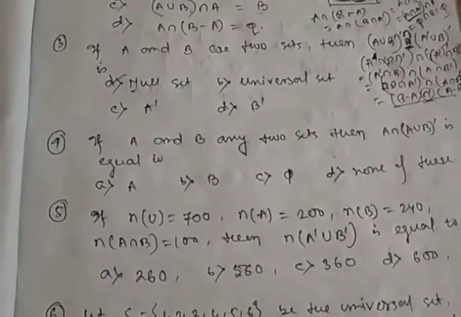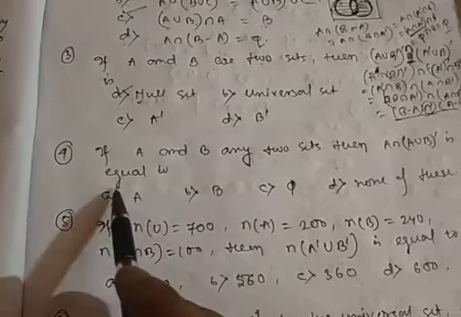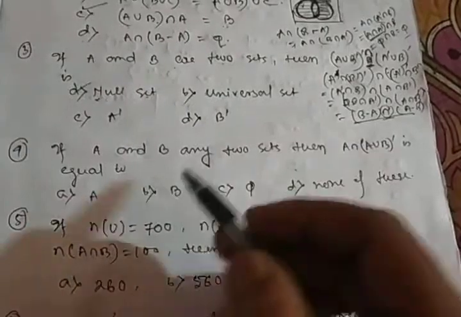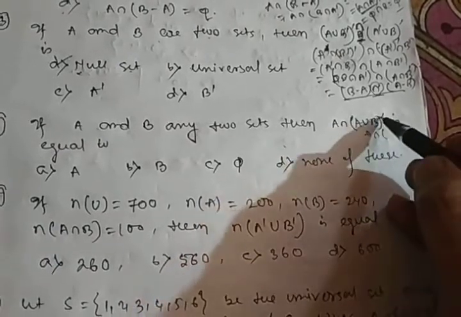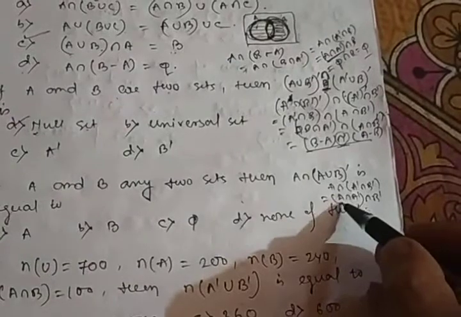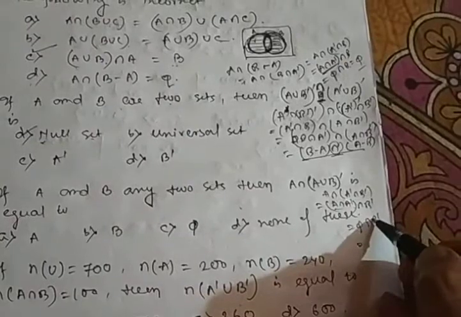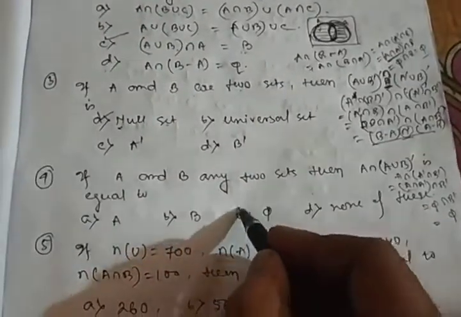Now for question 4, if A and B are any two sets, then A intersection (A union B) complement is equal to, this you can also get using the laws of algebra, using De Morgan's law. First we get A dash intersection B dash, then if we use the associative law, (A intersection A dash) intersection B dash. Now A intersection A dash means phi intersection B dash, and phi intersection B dash means phi. So C will be the correct answer.